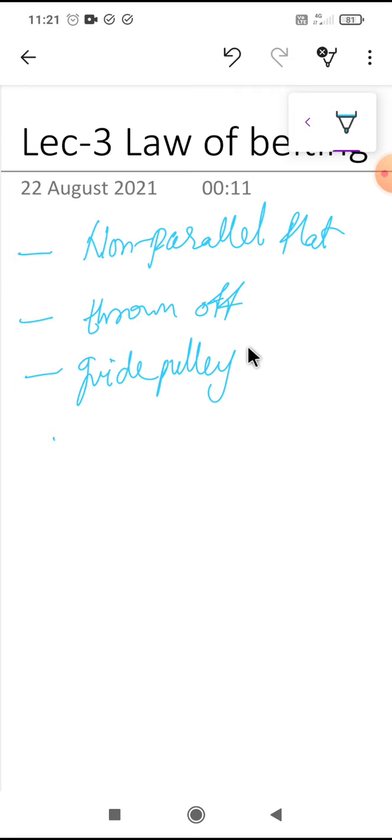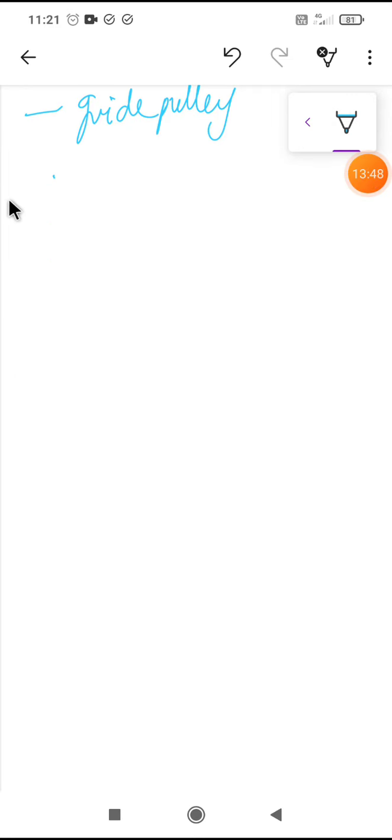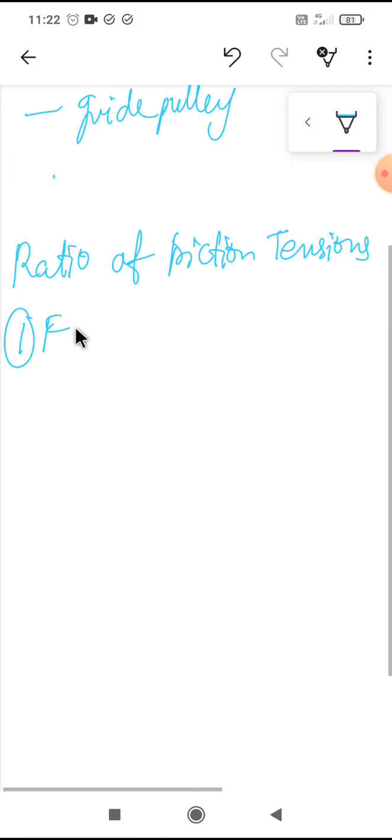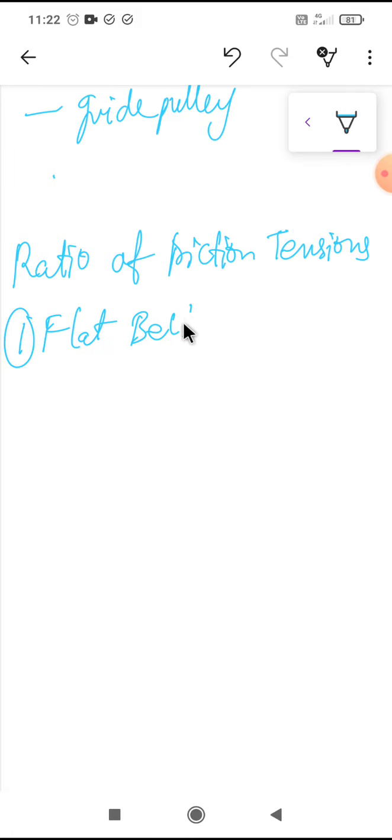Now let's see another theory, that is the ratio of friction tensions. So what is the ratio of friction tensions? We use this for a flat belt drive. Suppose this is the pulley and the belt is moving outside from this direction.